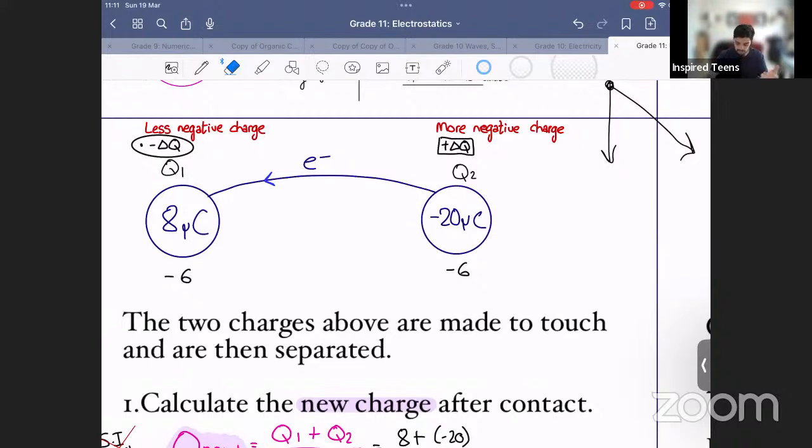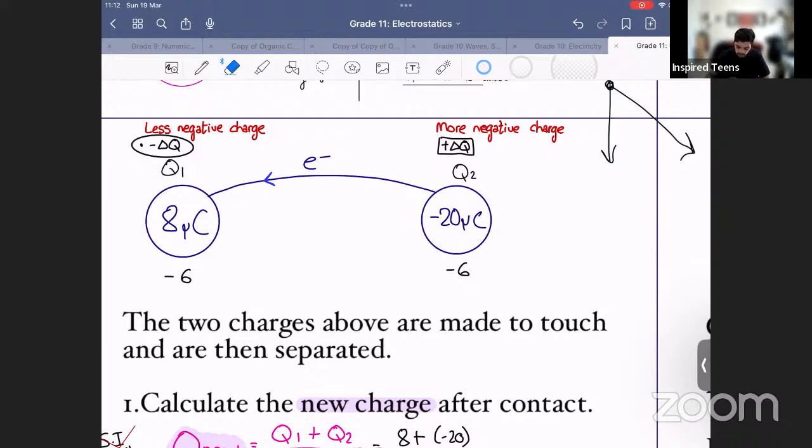Okay, so let's read the scenario first. It says that the two charges above are made to touch and are then separated. So which two charges? The charges of 8 microcoulombs and negative 20 microcoulombs. They are made to touch and are then separated. Then we annotated in the diagram that the electrons are moving from negative 20 to the 8. So they're moving from Q2 to Q1. Why are they moving from Q2 to Q1? Because electrons always move from more negative to less negative. So that's why they're going to move from negative 20 to 8. That's important for us to understand.